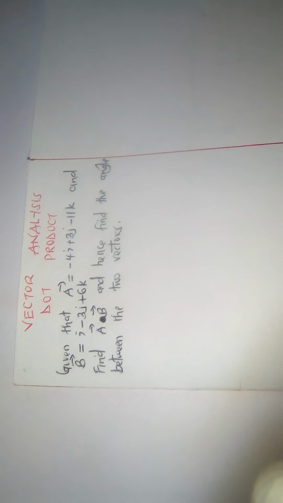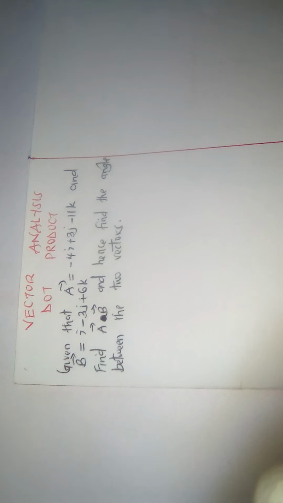So the question is that, given that vector A is equal to negative 4i plus 3j minus 11k, and vector B is equal to i minus 3j plus 6k, find vector A dot vector B and then find the angle between the two vectors. Yes, so that's what the question wants you to get.